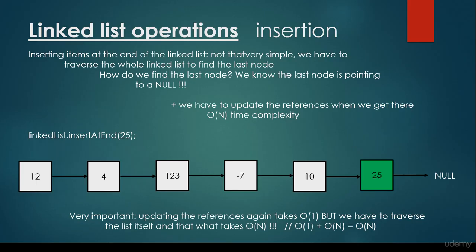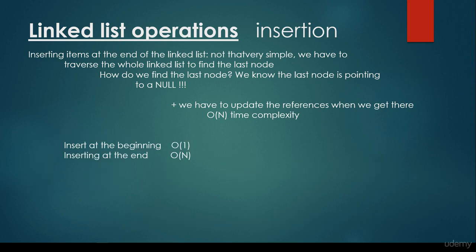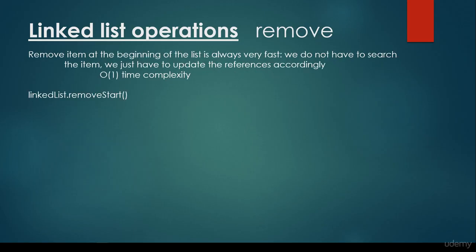Okay, so that's why inserting items at the end of the linked list takes O(n) linear time complexity, while on the other hand inserting items at the beginning of the linked list takes O(1), so constant time complexity. Okay, so that's what we have been discussing. Inserting at the beginning is O(1), inserting at the end is O(n), so linear time complexity.